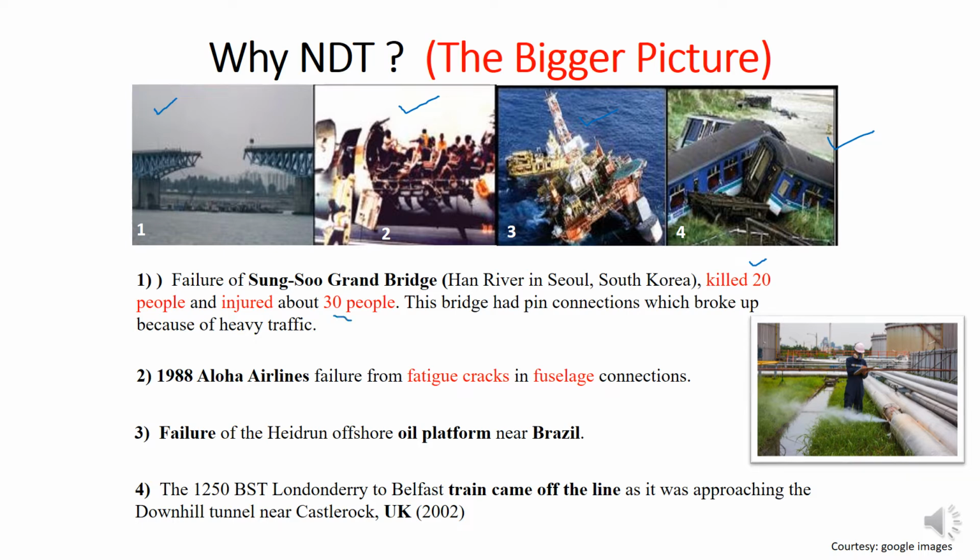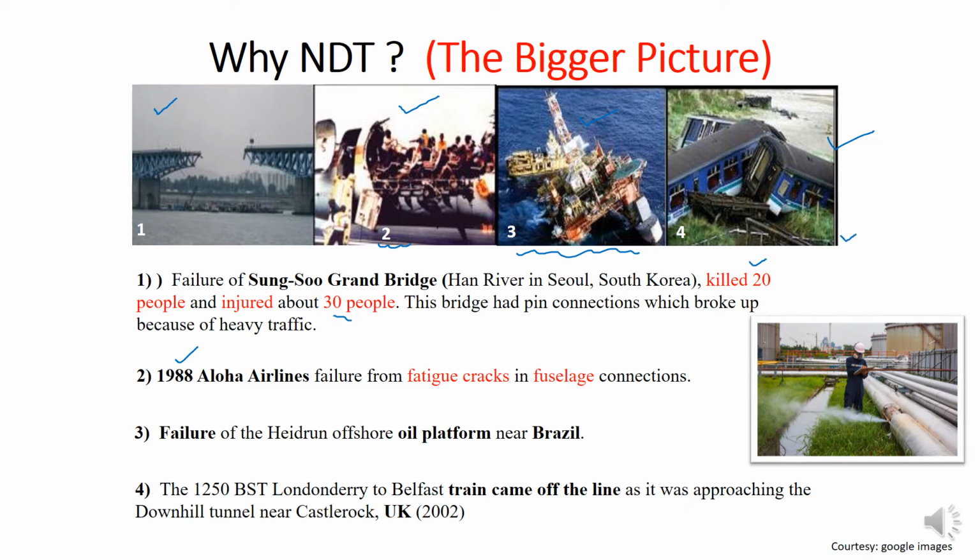The second figure is the famous failure known as the Aloha Airlines failure in 1988, where part of the fuselage was blown up in the air. The fuselage is the area where the passengers sit. When this fuselage was blown away, one air hostess was thrown out by the wind pressure, and she has not been found to date. And here you can see this oil platform has fallen down, and this train has come off the line.